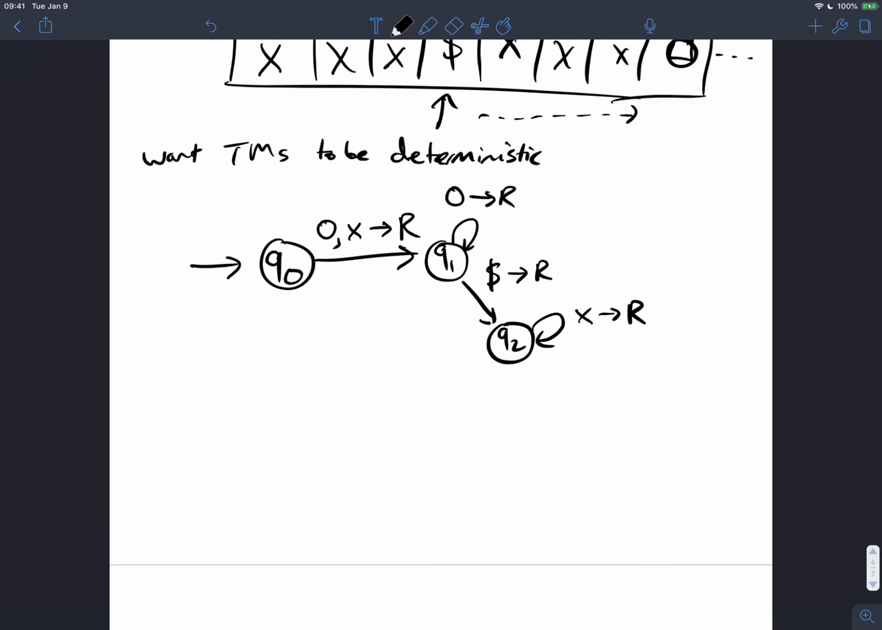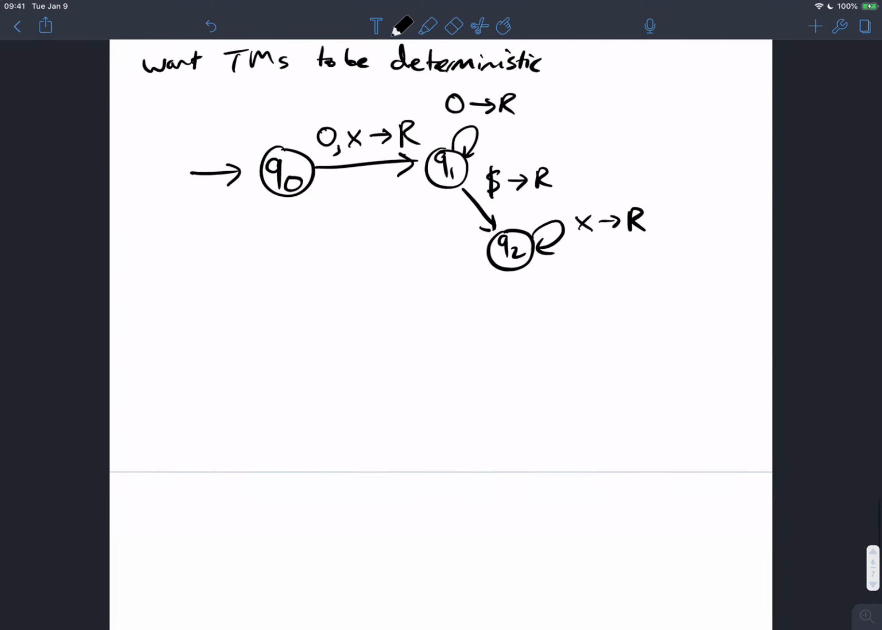What thing should I see next? 0. And then, so when I see that 0, what am I going to do with it? Write an X, and which direction this time? Left, right? That was not meant to be a pun. So once we see a 0, we write an X and move left.